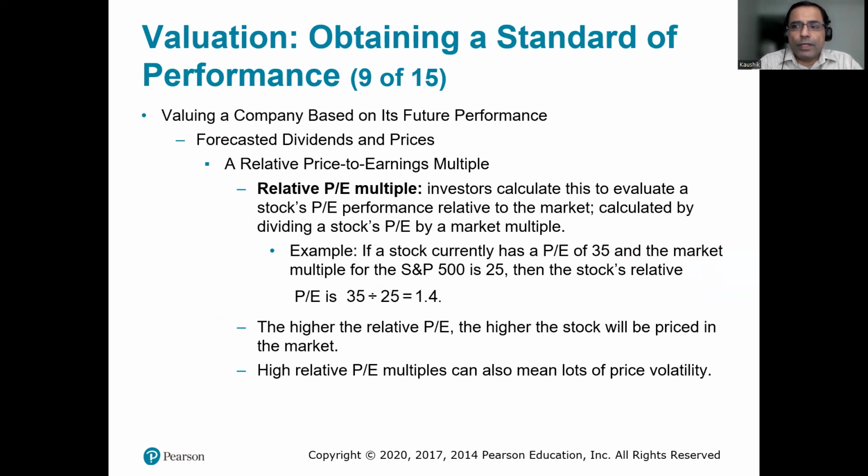So we have the market P/E, and we also have the current P/E ratio for the company, and we get the relative P/E ratio. For example, if the market P/E is 25 and the company's P/E is 35, the relative P/E is 1.4. So a higher relative P/E means the stock price will be priced higher in the market.